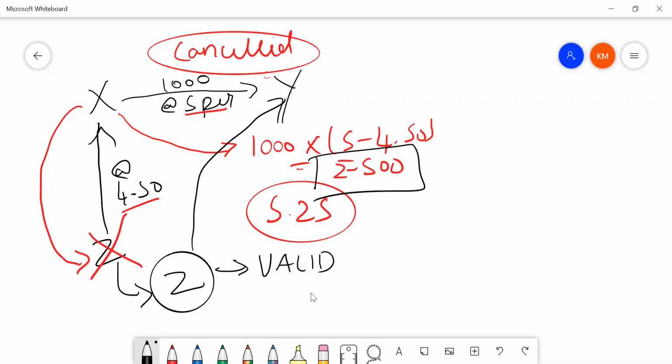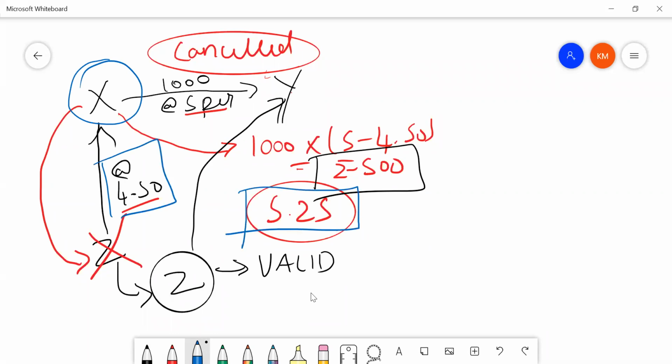Now, what will X tell? X will say, see, I should have bought from you for 4.50. But today, what is the market price? 5.25. If I am going to buy in the market, I have to pay extra 75 paisa for every good, into 1000 water bottles. So 75 paisa into 1000 will be 750 rupees.